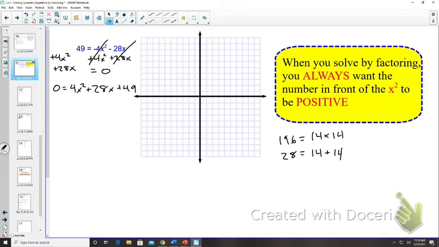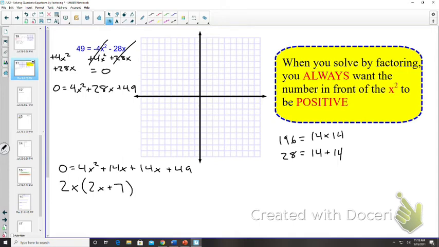So now we're just going to expand this. Our plus 28x is going to become 14x plus 14x. So 0 is equal to 4x squared plus 14x plus 14x plus 49. Now what can I take out of 4x squared and 14x? X for sure, and a 2. So then I'll have 2x plus 7.